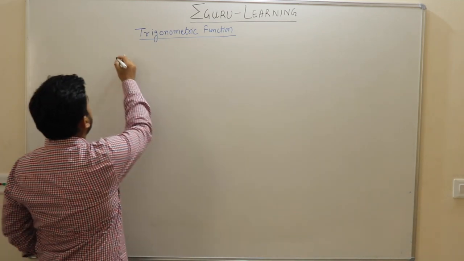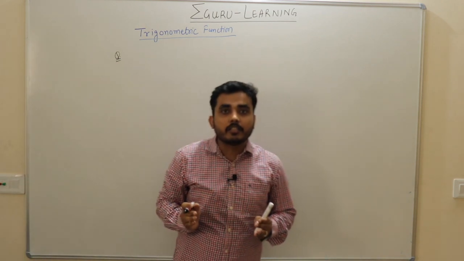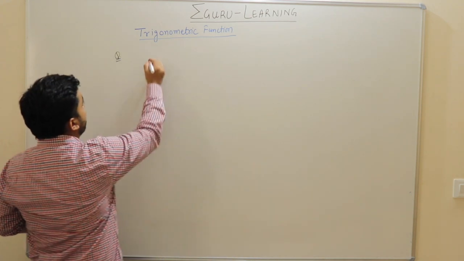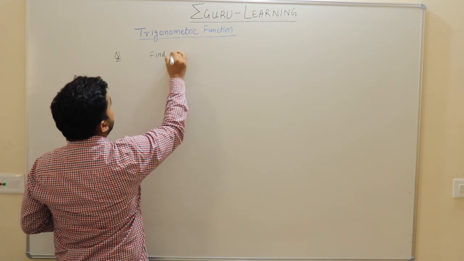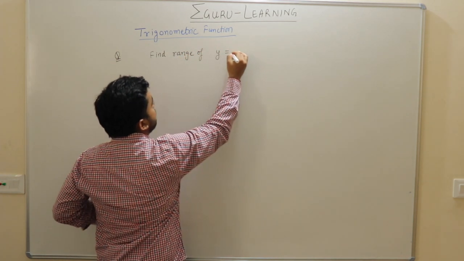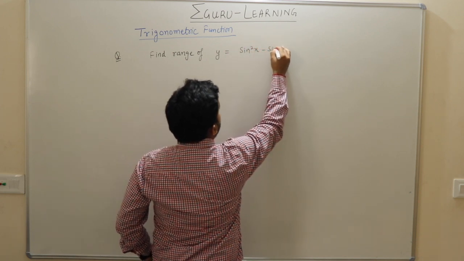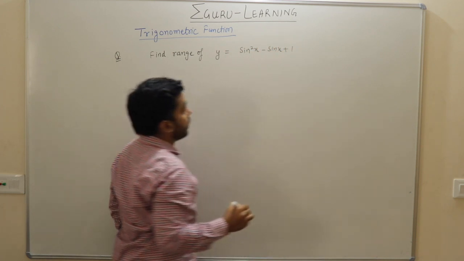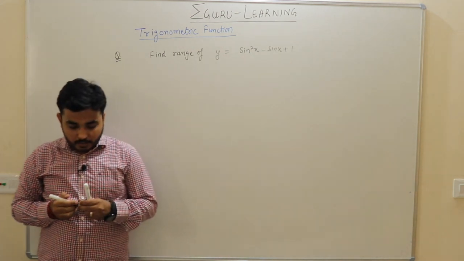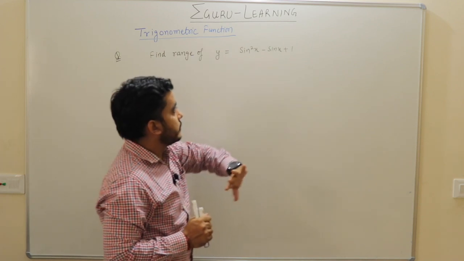So now the next question is, we need to find out the range of the function y equals sin square x minus sin x plus 1. Find the range of y equals sin square x minus sin x plus 1. So we are interested in finding out the range of this function. How to find out the range of these types of functions where this is a trigonometric function only?